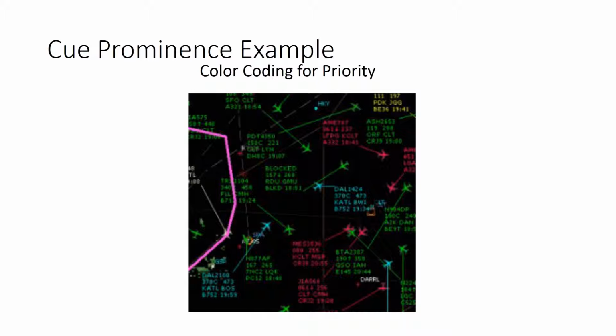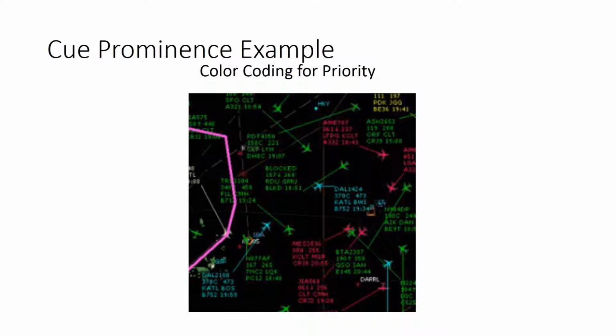So this is an example of a display in an air traffic control tower. An air traffic control operator would have to look at something like this, and you can see that there's a lot there. There's a lot of visual information on the display because the airspace is pretty crowded and there's a lot of aircraft flying around this particular airport.